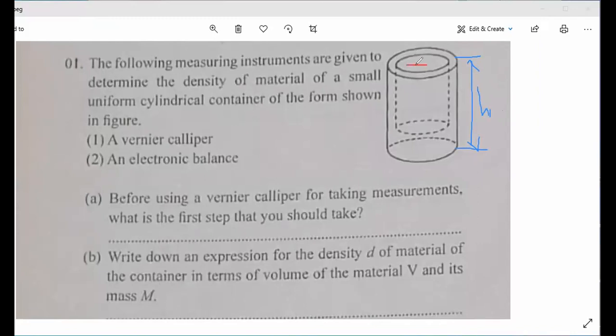Second measurement. What's the second measurement here? Depth of the hole, sir. Depth of the hole within brackets H2. Inner diameter, outer diameter, height, depth of the hole. They have said three measurements. What should be the third measurement?